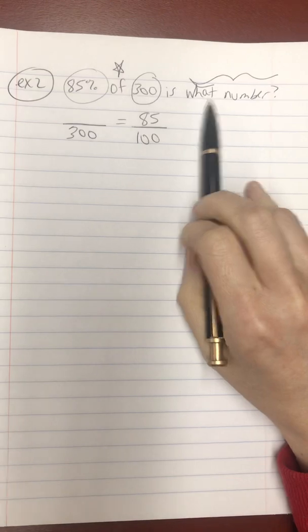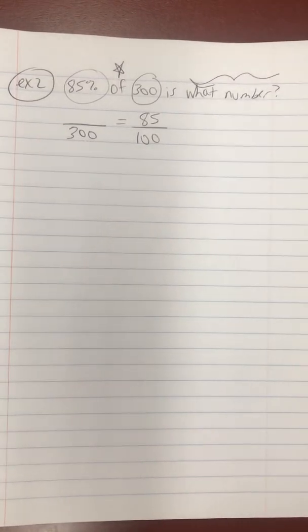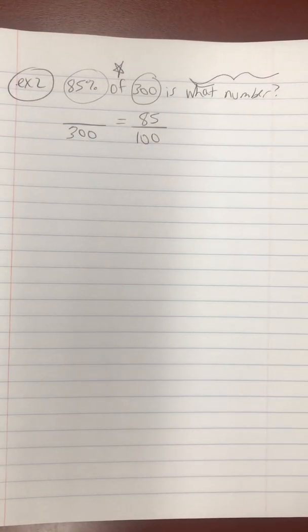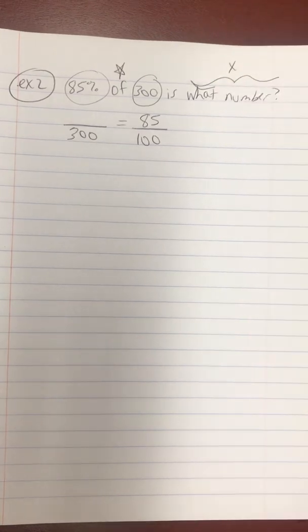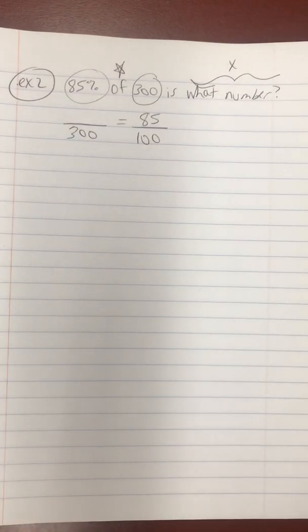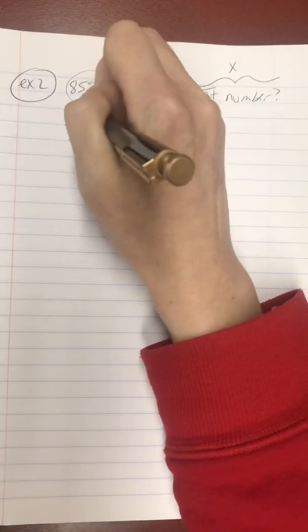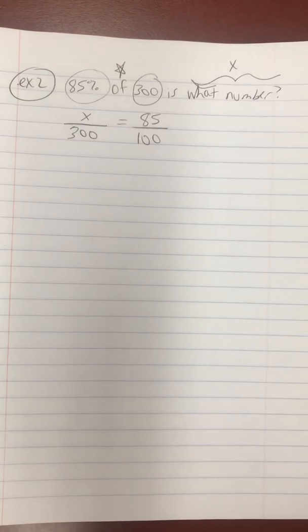Okay, so what number, we don't know the number, but remember, if you see the word what or what number, that means that's your variable. So pick any variable you want. I'm gonna pick X every time just to keep it simple. What number means X, and so that's gonna go right there, and you have to solve for X.